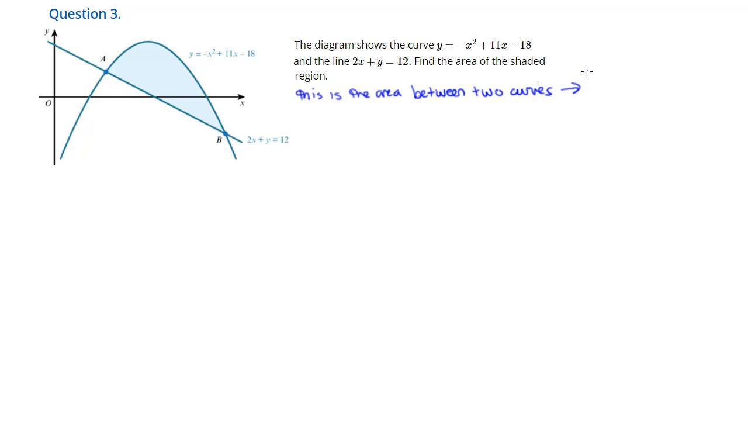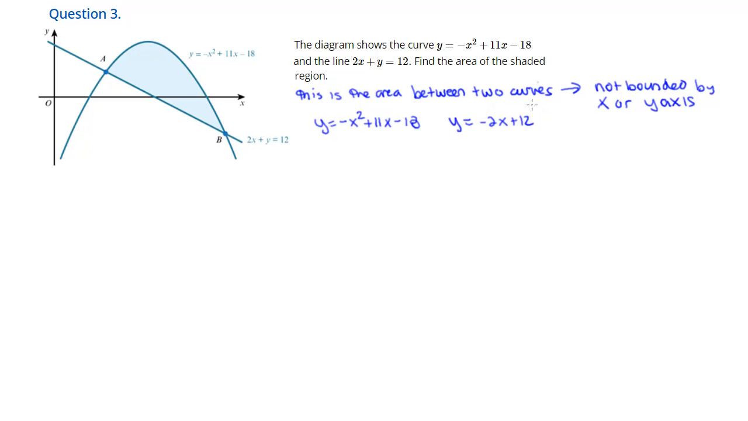All right, so you can get a situation like this where you're trying to find the area between two curves. It's typically not going to be bounded by the x or the y axis. It's just going to be bounded by the two curves. And what you do in this situation is basically subtract the bottom function from the top function.